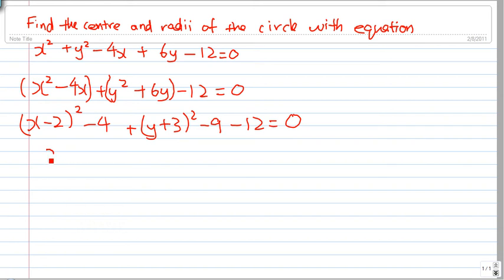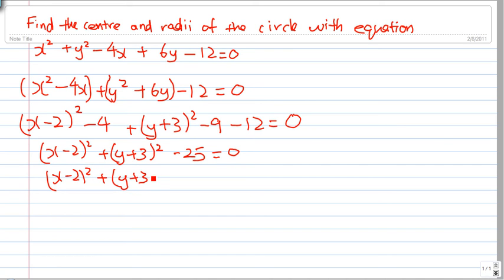Okay, and then from here, x minus 2 squared plus y plus 3 squared minus 4 minus 9 minus 12. Minus 4 minus 9 minus 12 will give me minus 25, equals 0. And then I get x minus 2 squared plus y plus 3 squared equals 25.